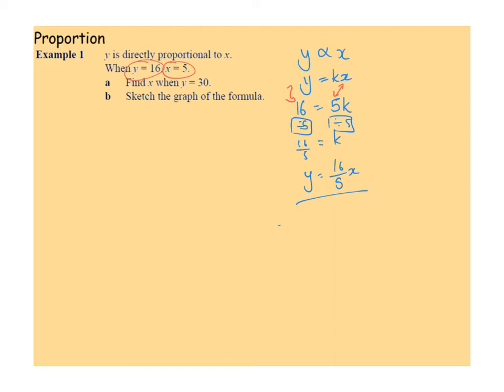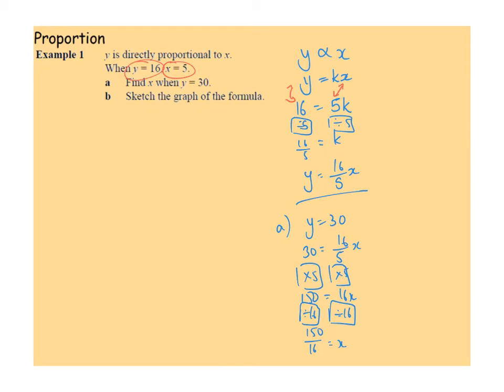So we can now say that when y is 30, 30 is equal to 16/5 times x. So I can multiply both sides by 5. And I get 150 equals 16x. And then divide both sides by 16. And I get 150 divided by 16 equals x.